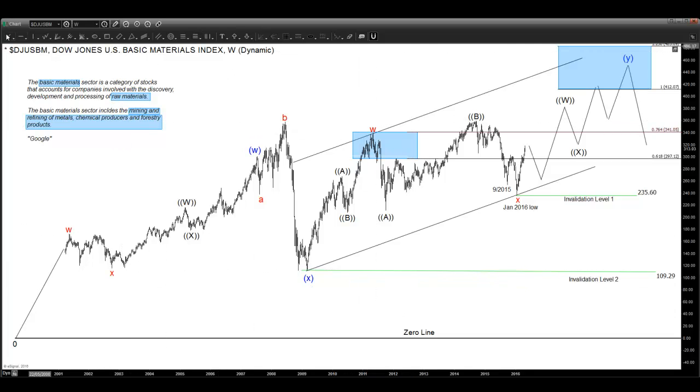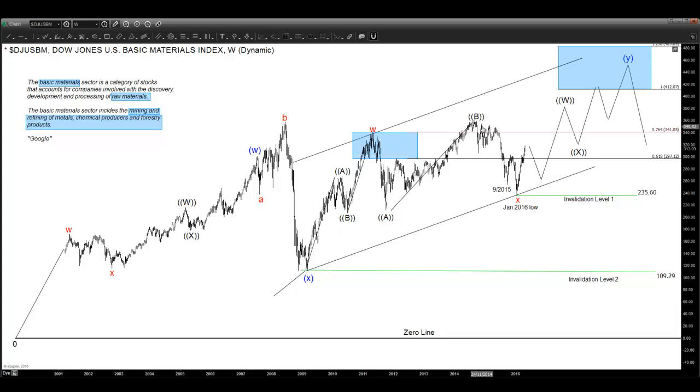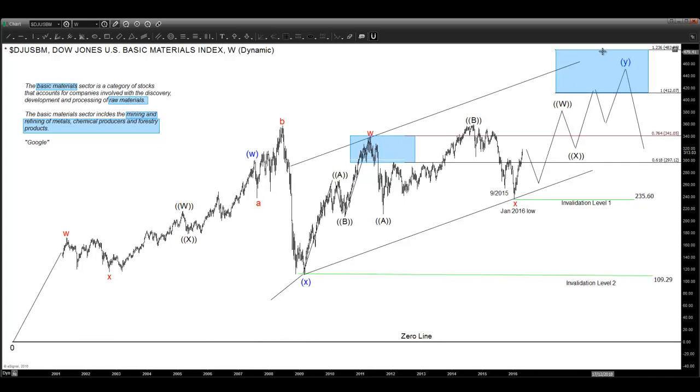That is possible, but keep in mind that you have 5 swings from this low in 2009. You have 1, 2, 3, 4, and 5, and we believe 5 swings is an incomplete sequence. So that's the reason why it has the look of a flat from this peak to this low. And because of the 5 swings here, we believe it is likely to continue higher and reach an equality target around 412 to 483.